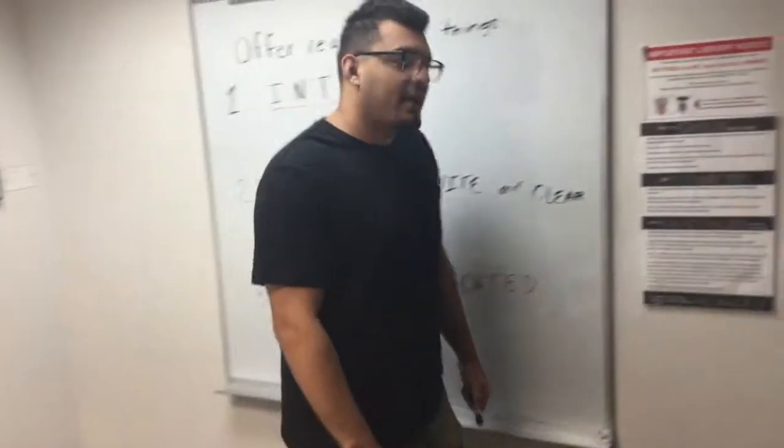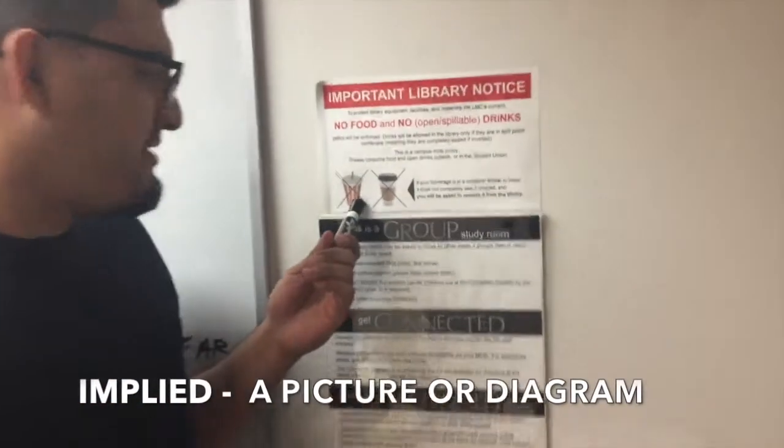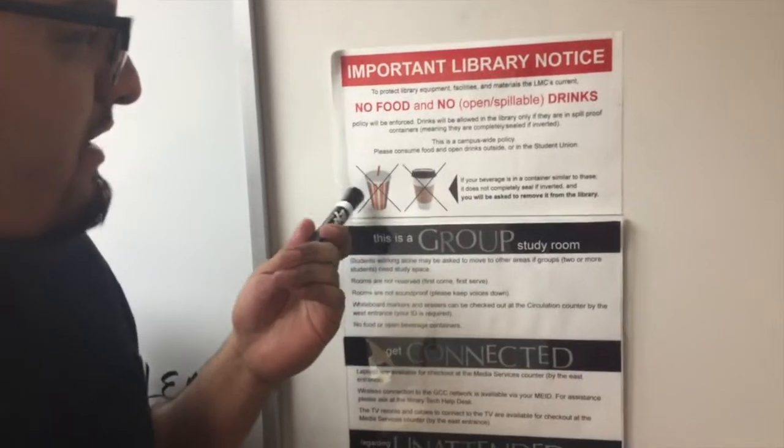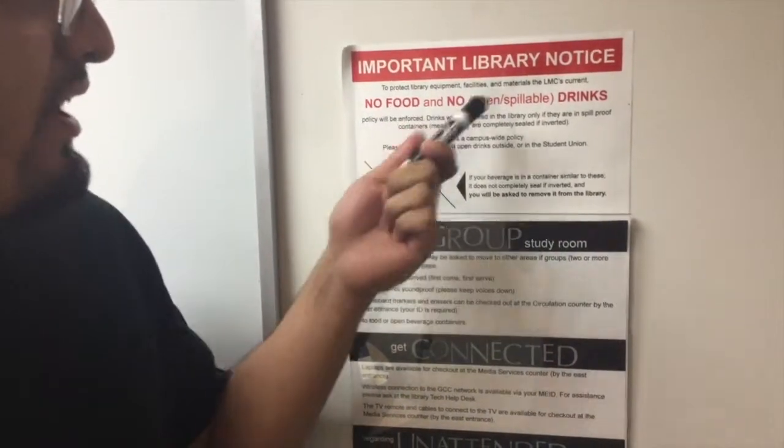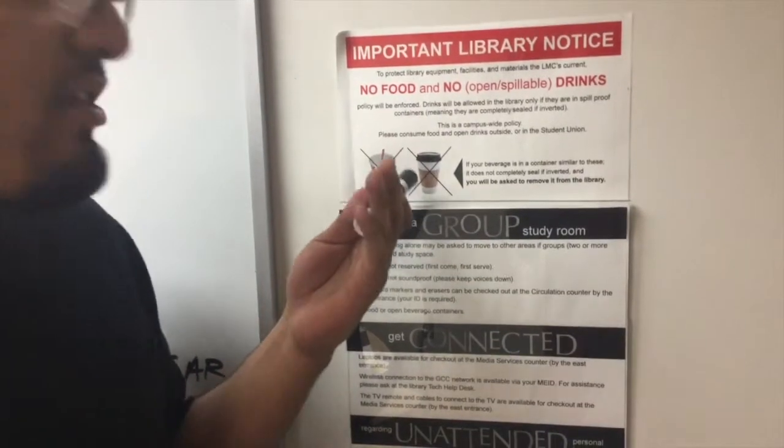The second form is an implied contract, which is a visual representation of the contract. As you can see here, this shows me that I cannot bring open drinks to public libraries or any other facilities. And if I do, the contract will be breached.